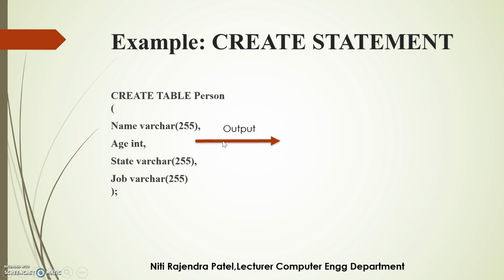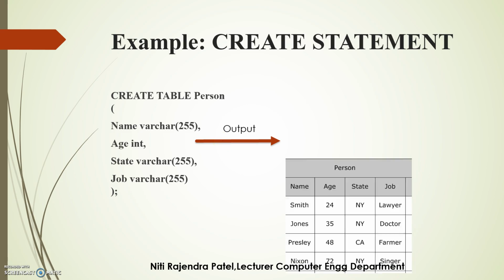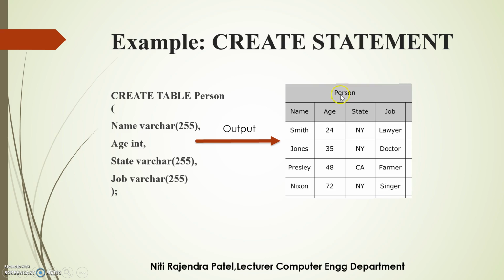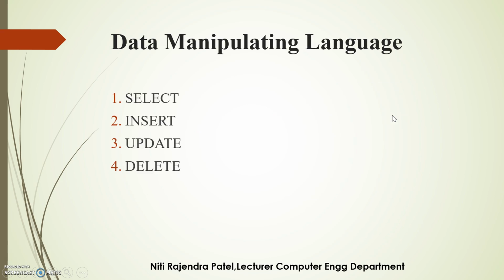Let us look at the output of the statement in tabular form, which creates a table person with 4 columns: name, age, state and job. Next is the data manipulation language. The data manipulation language is used to manipulate the records which are stored inside the table. First is the select statement, then the insert statement, update statement and delete statement. We'll look into the select, insert and update statements today.